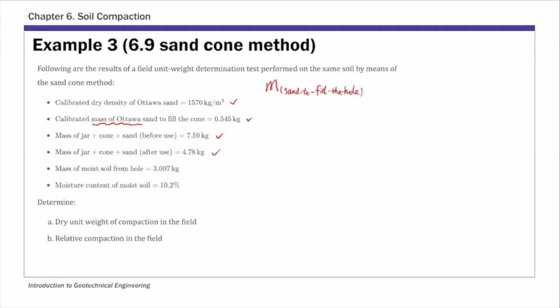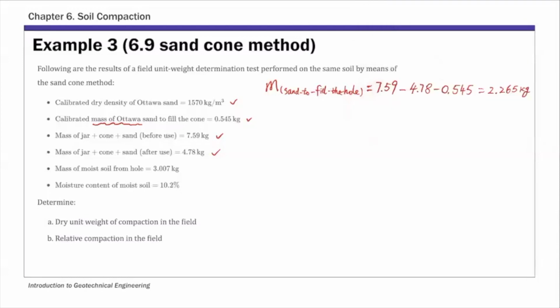With the first few numbers, I can first calculate how much sand we need to fill the hole on the ground. So this is going to be 7.59 minus 4.78 minus 0.545. The result is 2.265 kilograms. Let me explain all these numbers here.